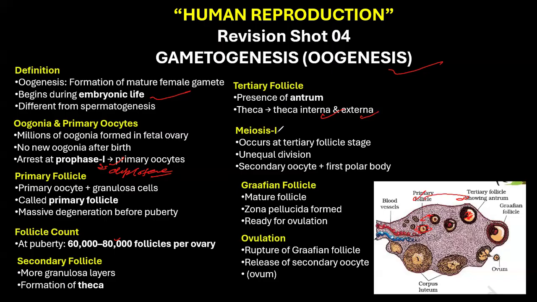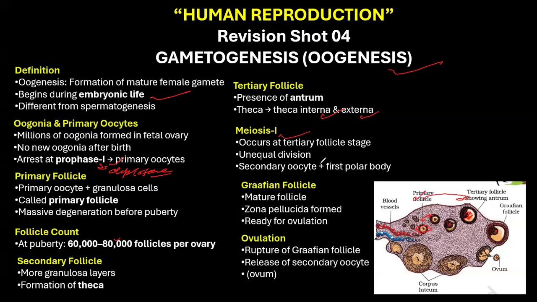After the tertiary follicle stage, the primary oocyte completes the meiosis. Meiosis I, I am talking about. It produces one large haploid secondary oocyte and one small polar body. This is unequal division. It ensures the ovum retains maximum cytoplasm nutrients.